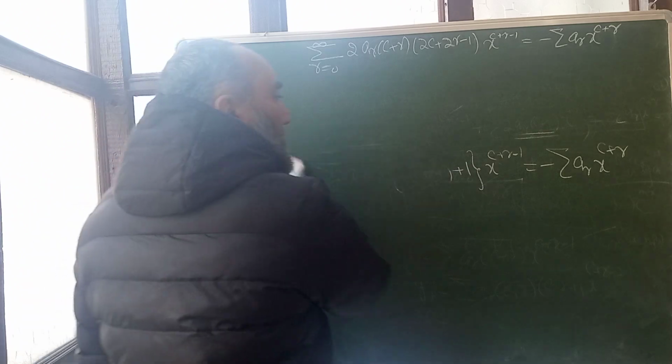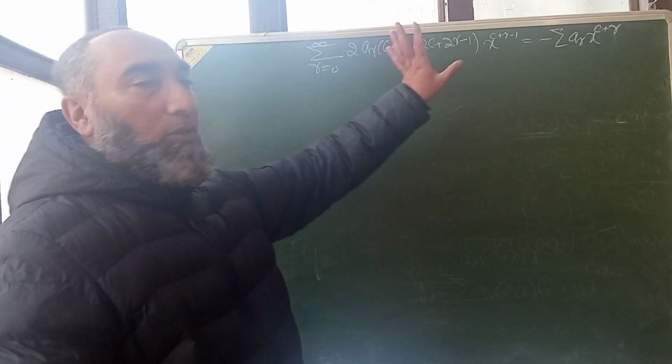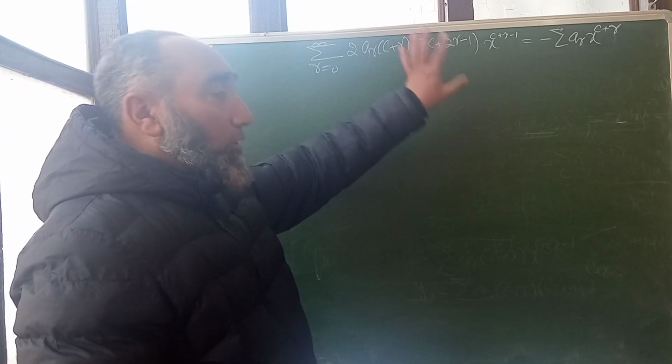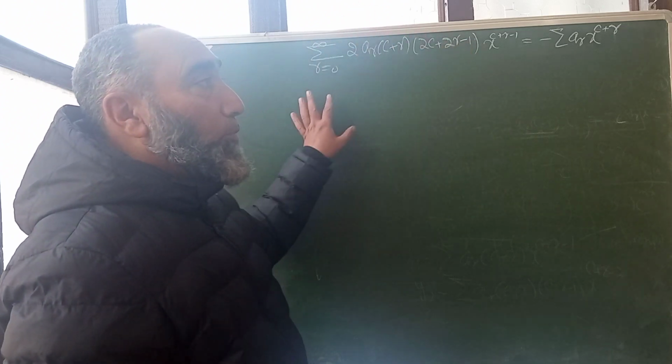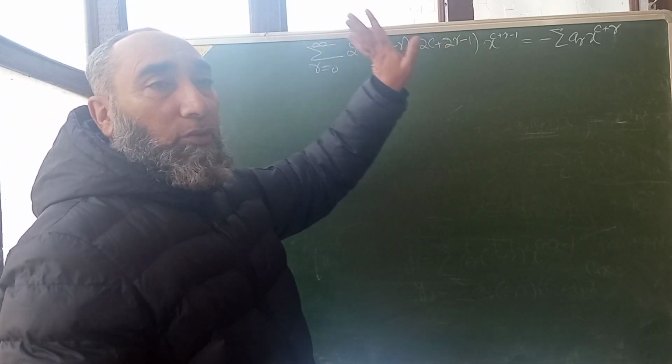Now what is the method? You cannot simplify it further. Okay, this is to be done. This is to be ensured, that you cannot simplify it further. This is what we have.